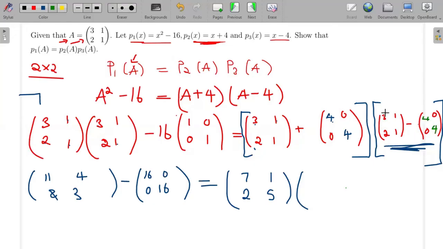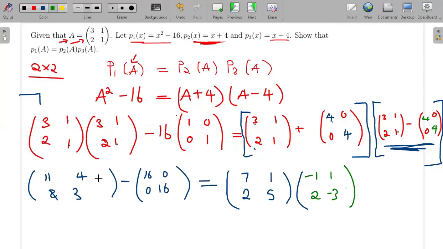So 3, okay, 3 minus 4, that is minus 1. 0, 3 minus 4, that is minus 1, and then 1 minus 0, that's simply 1. And then 2 minus 0, that would be 2, and then 1 minus 4, that would be minus 3. Okay, that would be minus 3. So that's what I put there. Okay, so let's multiply here and let's subtract here.